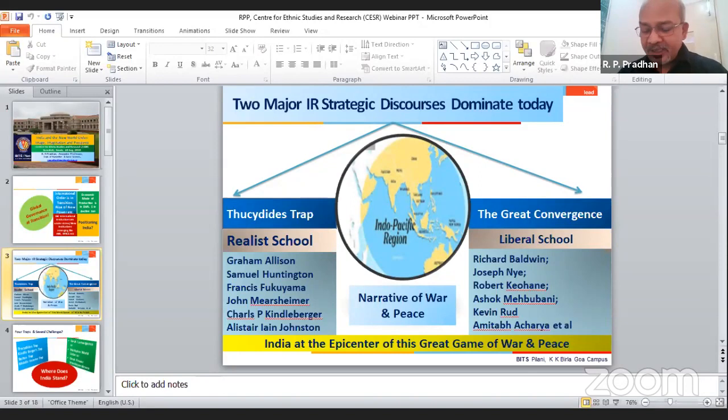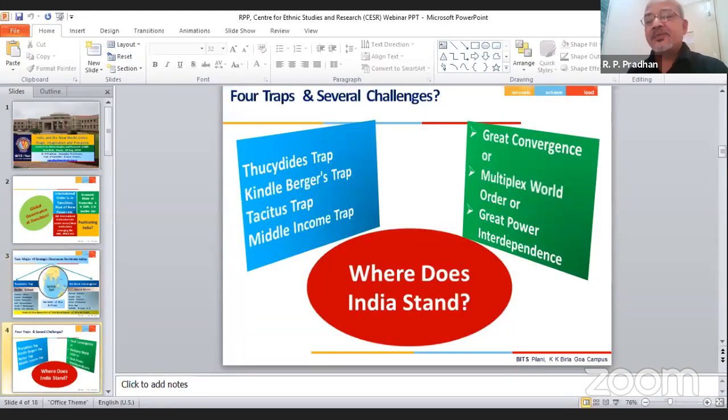So if we look at it, great dynamic things are happening in the international system, and India has to position itself. Here you have a number of terminologies available: Thucydides trap, Kindleberger's trap, Tacitus trap, middle income trap. And on the liberal school side, you have great convergence, multiplex world order, great power interdependence, and so on. Now, where does India stand or position itself? How are we to manage governance and development for today and for the coming times? That's my agenda of interaction.